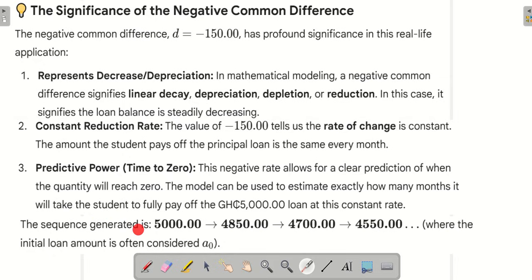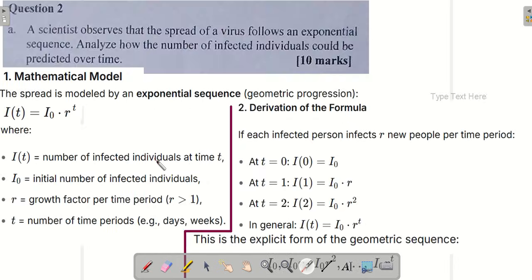That's the significance. You can keep reducing till you attain zero. When you get zero, it means you have paid off your loan. So that is the significance of the negative common difference. Now let's go to question 2.